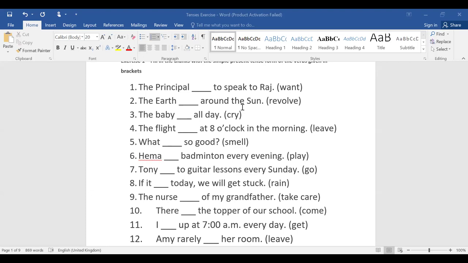Let's see, Alfred. Wants, revolves, leaves, cries, smells, plays, goes, runs. Hey, you left out an I. Takes care, comes, get, leaves, gives, cooks, chef, studies, meets, starts, moves, buys. Let me see, Professor Vivian Entry. Wants, revolves, cries, sleeps, smells, plays, goes, rings, takes care. Then gets, leaves, gives, cooks, chaps, studies, oh dear, everywhere, S. He just added S to everything.